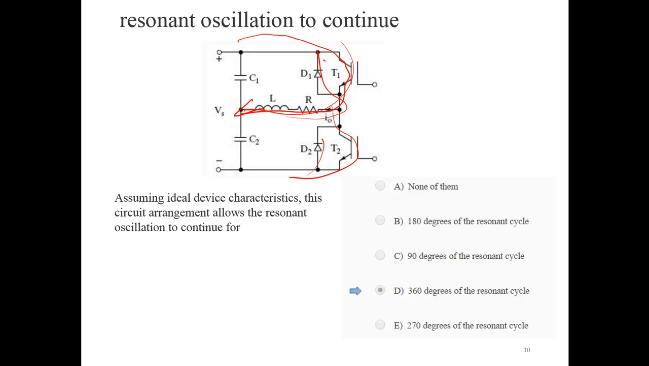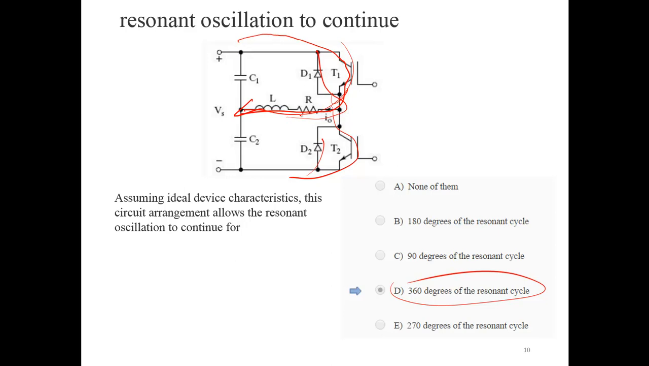The oscillation can continue for 360 degrees. If there is an ideal diode, the resonant oscillation continues for 360 degrees with continuous conduction, since it's an ideal device. If it is not an ideal device, there will be some discontinuity between one device and the other devices.